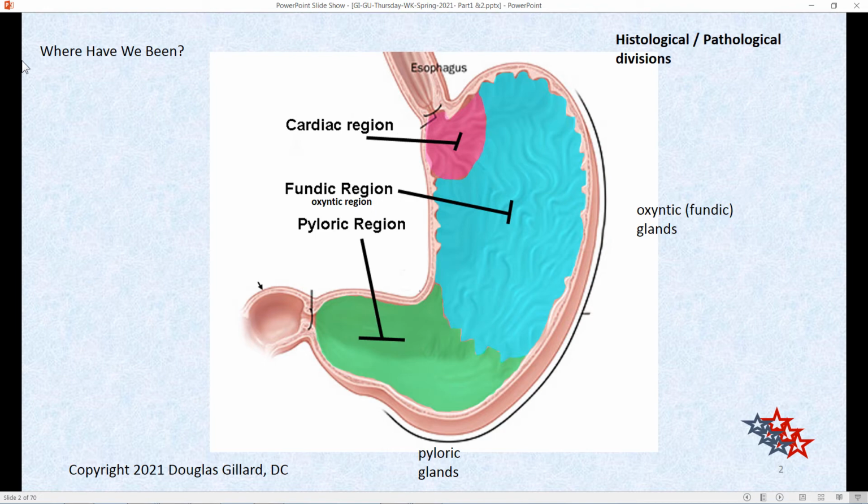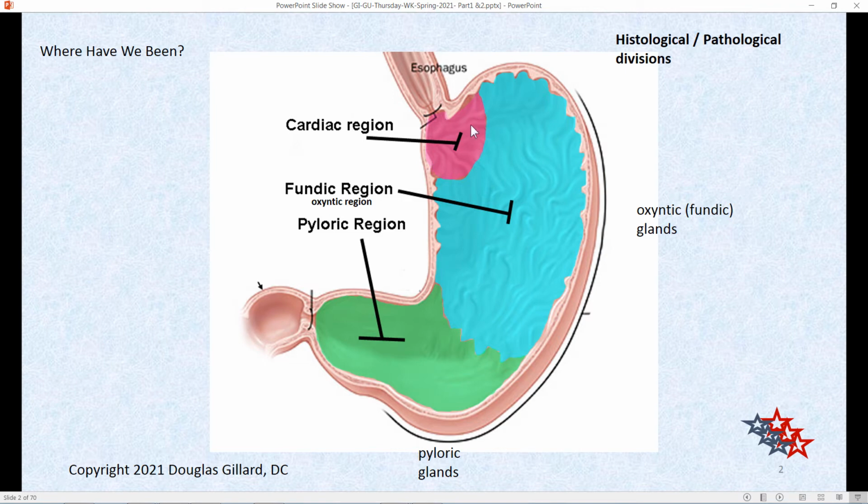We got into the stomach. We talked about the stomach last time. It has different regions, right? And it's pathologists. This is pathology, GI pathology, so we use the histological and pathological divisions of the stomach, which are a little different from the anatomical division.